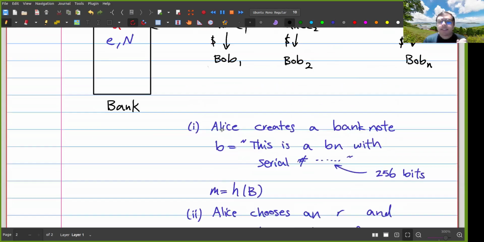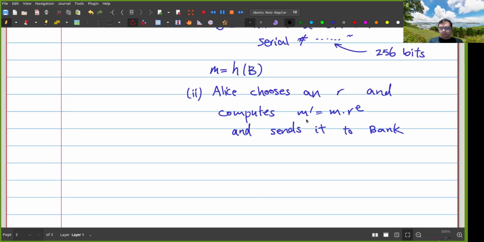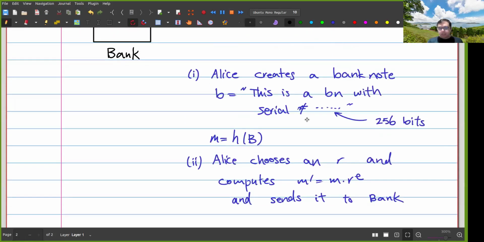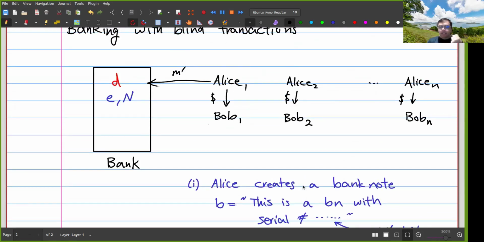Now, the bank signs whatever Alice gives it, but every signature costs $1. So from the bank's point of view, this M prime is just some gibberish. It doesn't have any meaning. Because, to be honest, the way M prime was created was that we first took a hash of something that had a random serial number in it. So this hash is already gibberish. But then we also multiplied it by some other random number, R to the power of E. So this M prime really looks like garbage to the bank. But the bank doesn't care. The bank signs anything, but every signature costs $1.